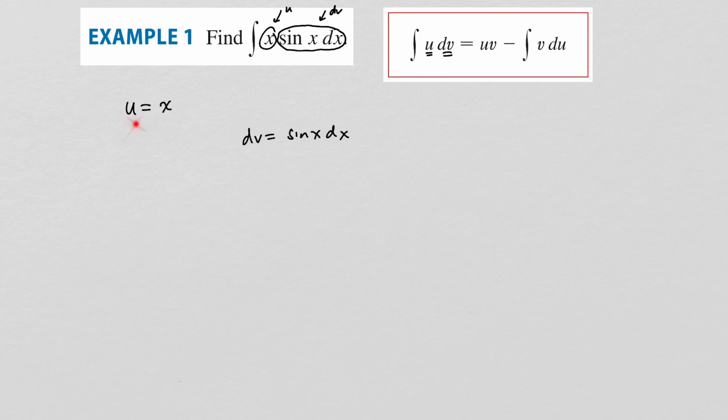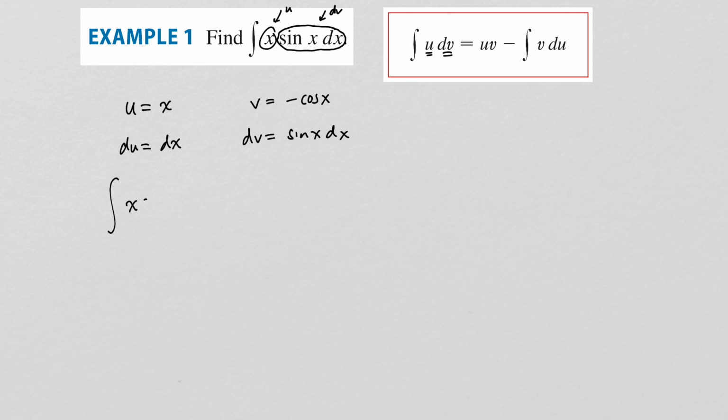So if u is equal to x, then du would just be 1 dx. And if dv is equal to sine of x dx, what would v be equal to? So here you have to be a little bit more careful, because when you go from u to du, you're just taking the derivative. But when you go from dv to v, you have to take the antiderivative of this function. And the antiderivative of sine is negative cosine.